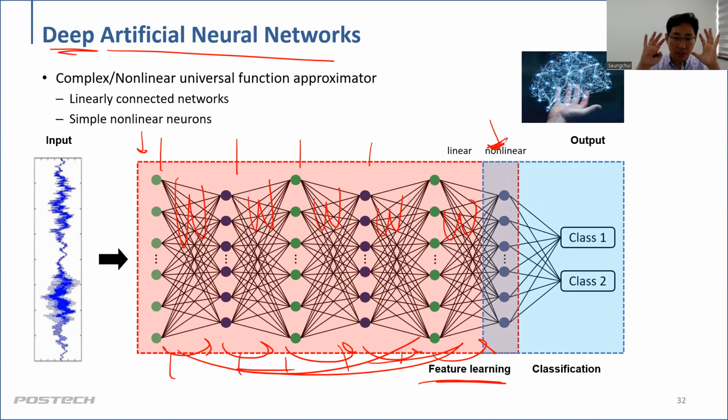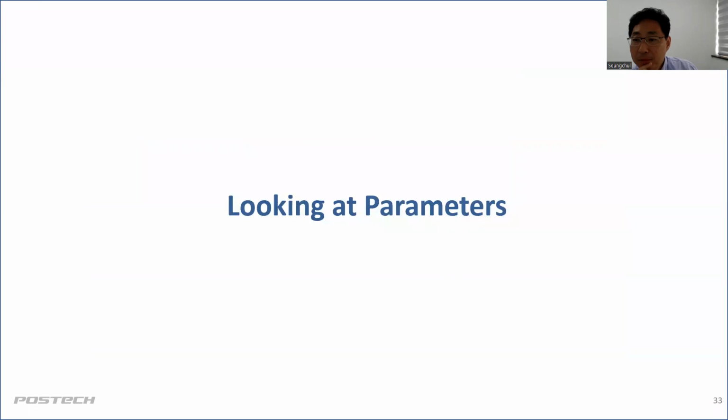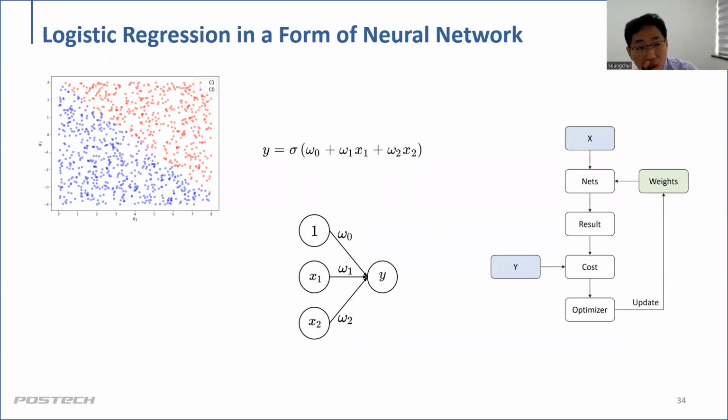I hope that you guys have this kind of big picture of the artificial neural net. Now, based on these explanations or understanding, let's look at some interesting examples to illustrate what we learned so far. Now, I want to look at the parameters. Basically, I want to look at omegas.